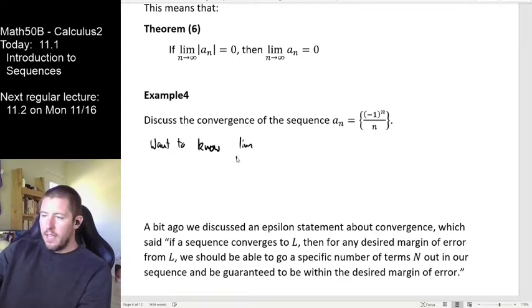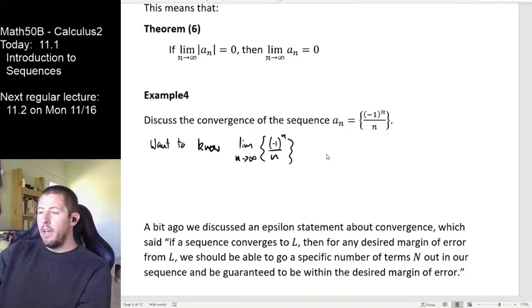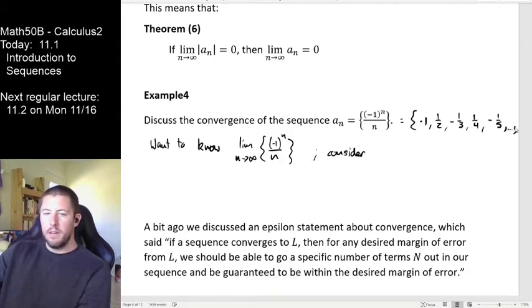So I want to know the limit as n goes to infinity of (-1)^n over n. Thinking about the first couple of terms: if n is 1, then I get a negative, so -1. If n is 2, the power is even, so it's positive, and there's a 2 down there, so 1/2, then -1/3, +1/4, -1/5. I can look at those terms in the sequence.